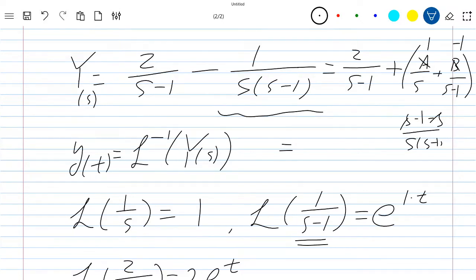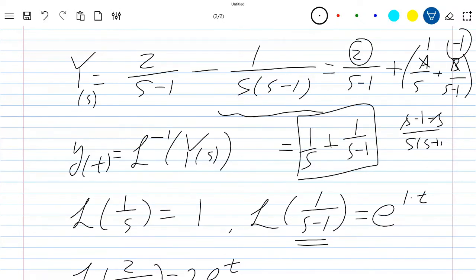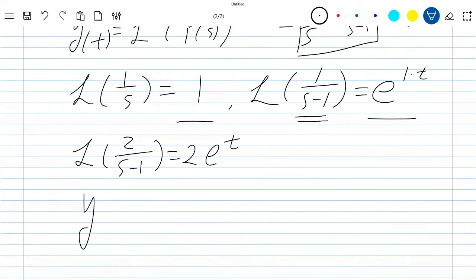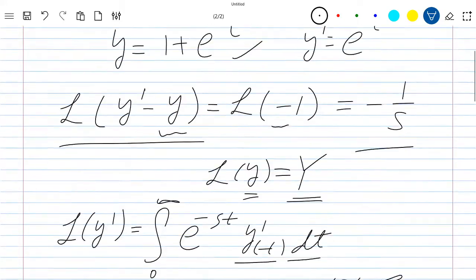What we need is, well, you can just make the plus here become negative 1, right? So you can just combine this 1 over s with this negative 1 over s minus 1, so you get that. So you can write your right hand side as that. Then you can use this and that to get a result. So y is 1 plus e to the t. And is that correct? Yes, I think that's what we get.